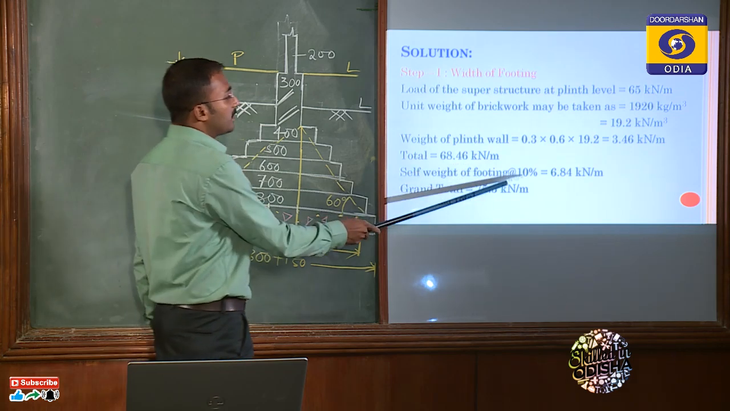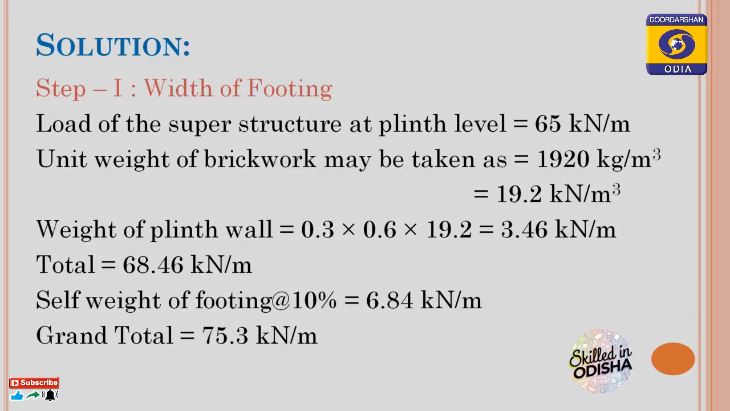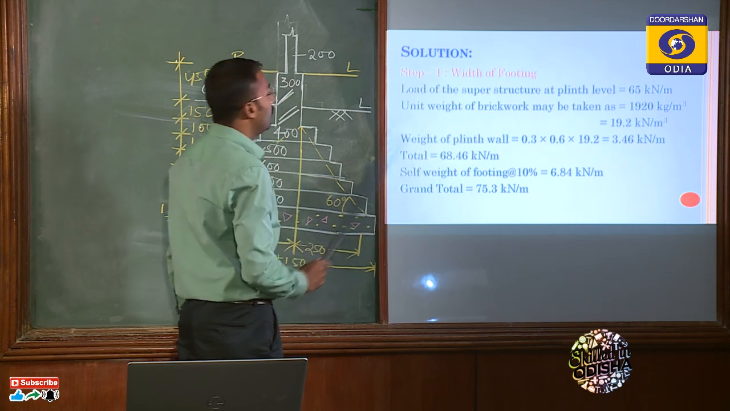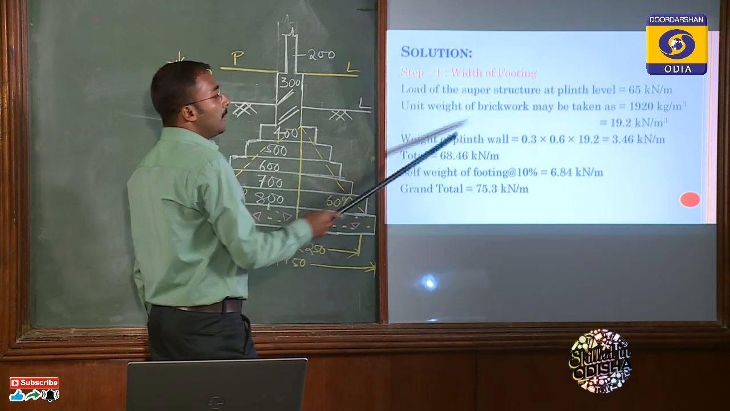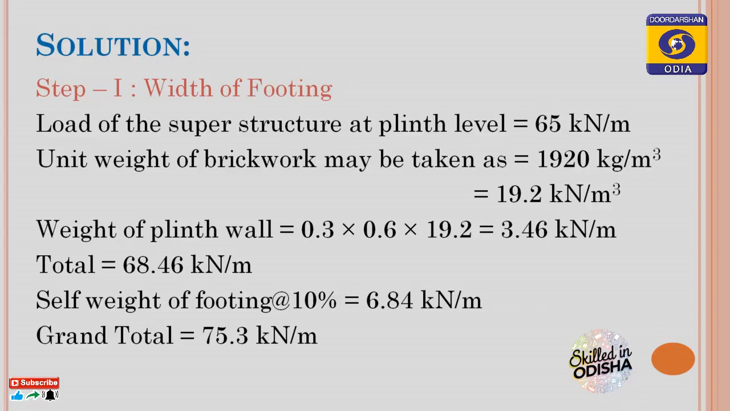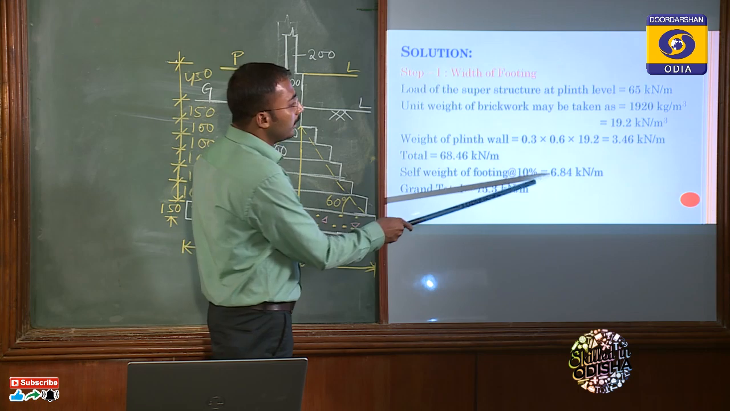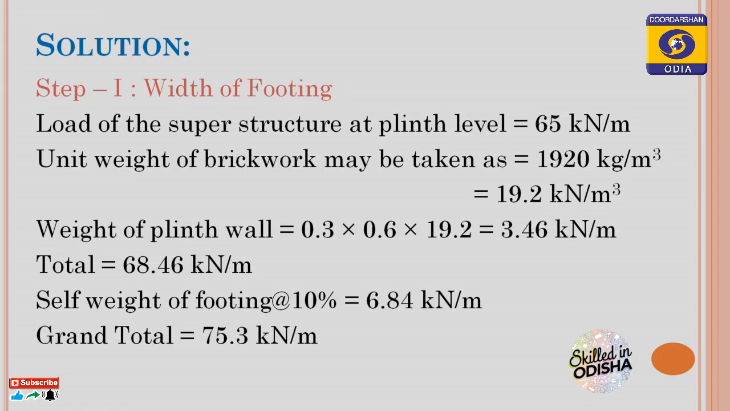So this 10% will be of the total load. The total load is the superimposed load, that means the load of the superstructure, plus the unit weight of brickwork of the plinth wall. Total, it is 68.46 kilonewton per meter. So the self weight of footing will be 10% of this 68.46 kilonewton per meter. So 10% of 68.46 will be 6.84 kilonewton per meter.